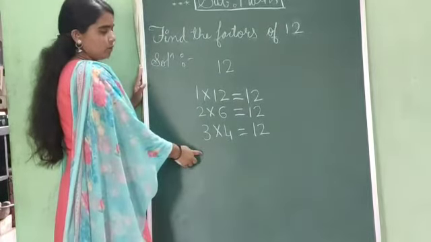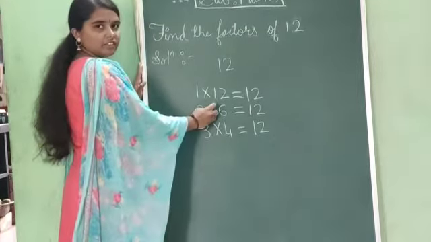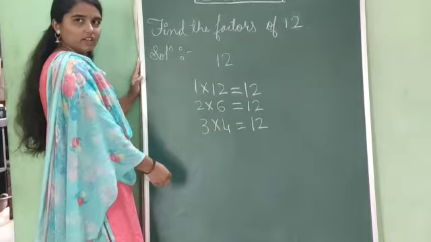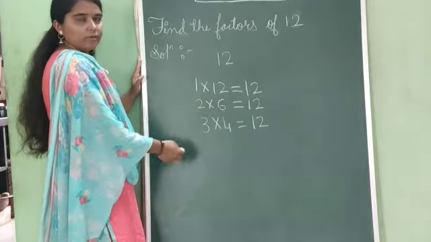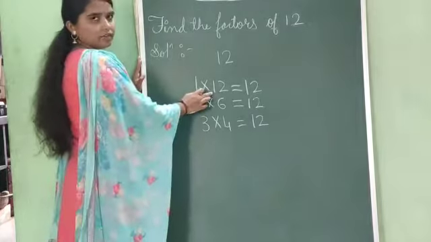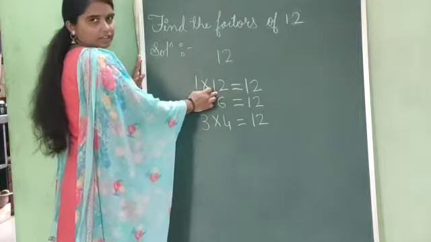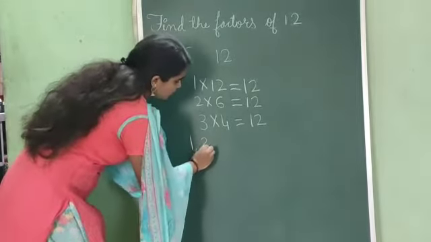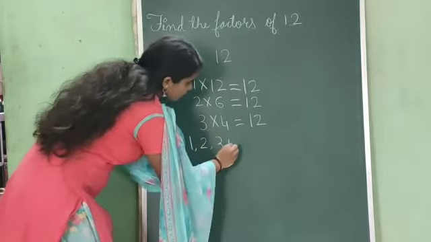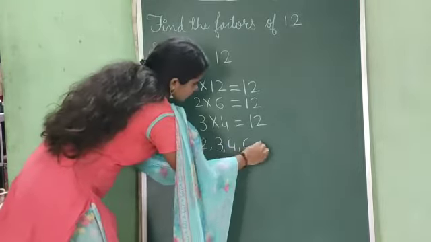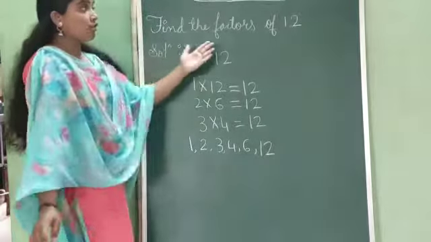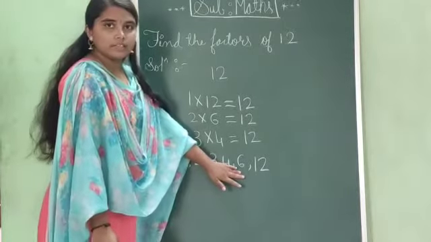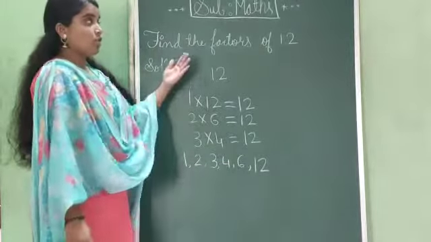In 5 table will it come? No. In 6 table I have already written. In 7 table? No. In 8? No. 9? No. 10 will not come. 11 will not come. So directly we will go to 12, which I have already written. So all these numbers I should write here: 1, 2, 3, 4, 6, 12. So what are the factors of 12? They will be 1, 2, 3, 4, 6, 12.